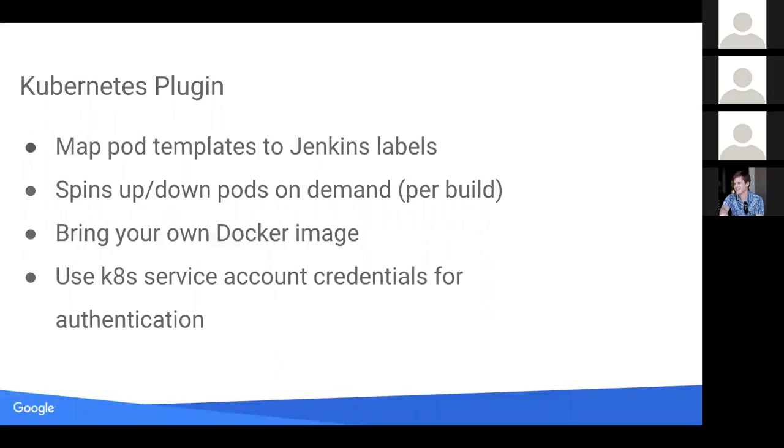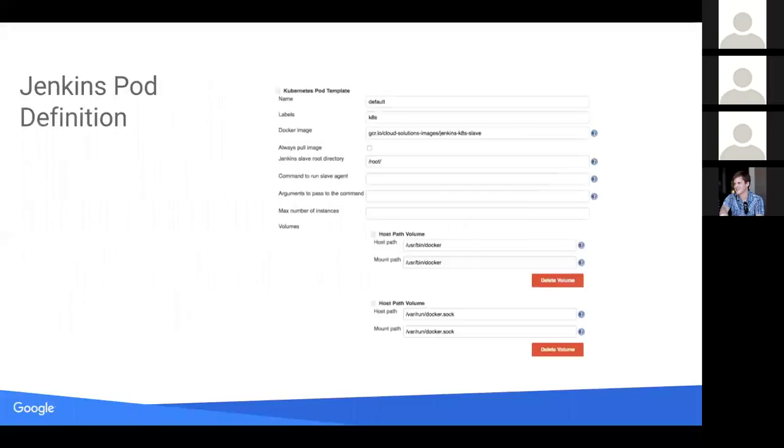Each build kicks off its own pod, so you get a clean, fresh, clean room environment for your build, which is really nice. And you don't have to worry about shared workspaces or anything like that. You can have a shared host path if you do want to share a workspace to cache artifacts or things like that. And you can also bring your own Docker image that has all of your dependencies already baked into it. And in this case, it's using a service account within the Kubernetes cluster to launch its pods.